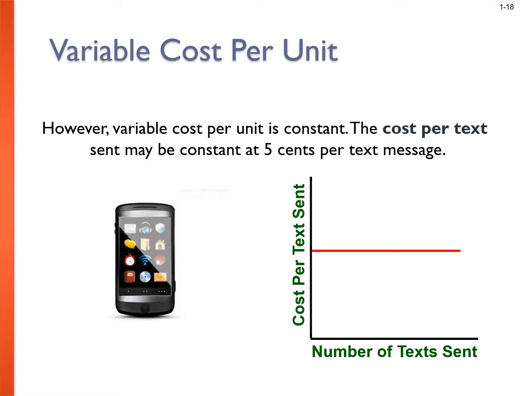Variable cost per unit is constant in the respect that it will be the same amount for each product. So the cost per text sent may be constant at 5 cents per text message. Each text will increase your cost 5 cents. If you have no text, you don't have any costs. But as you start texting, your variable costs will overall increase, not per unit, but on a total basis. If you have 0 texts, you have 0 costs. If you have 10 texts, 10 times 5 cents, you'll have 50 cents in costs. If you have 100 texts, 100 times 5 cents, you'll have a $5 cost.